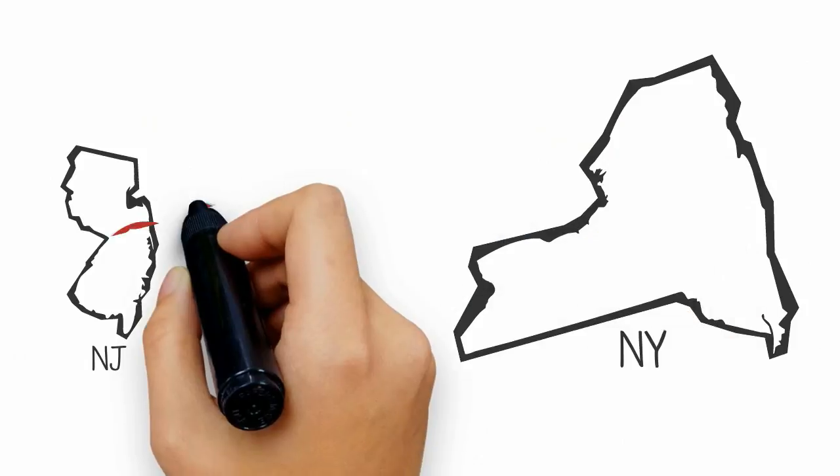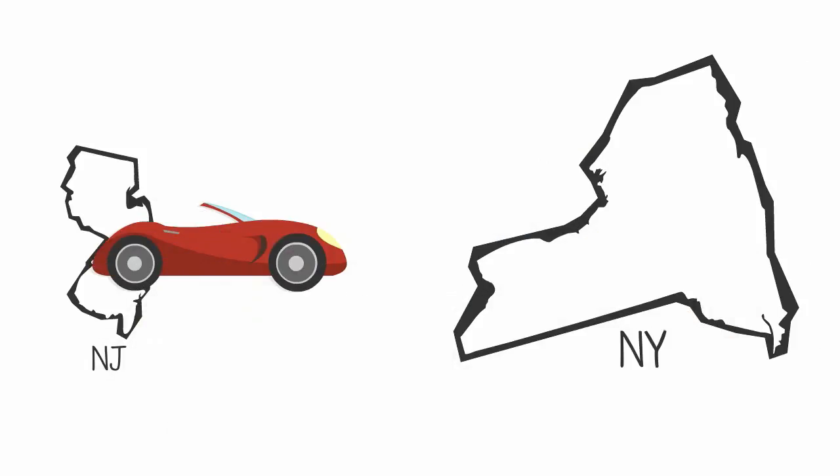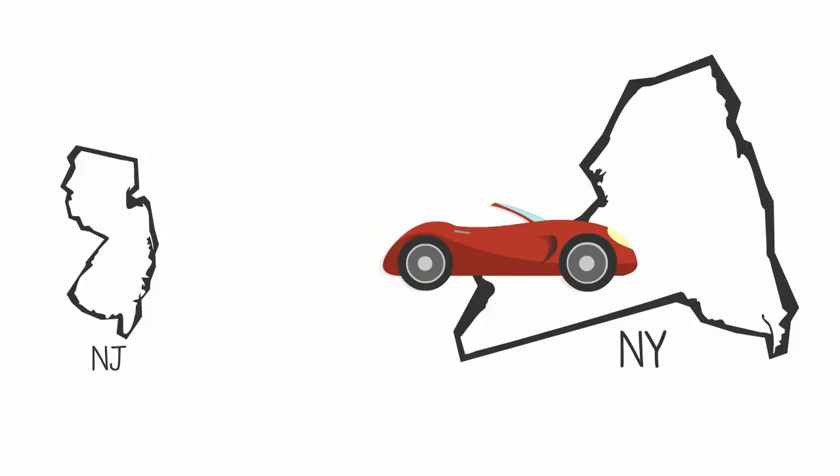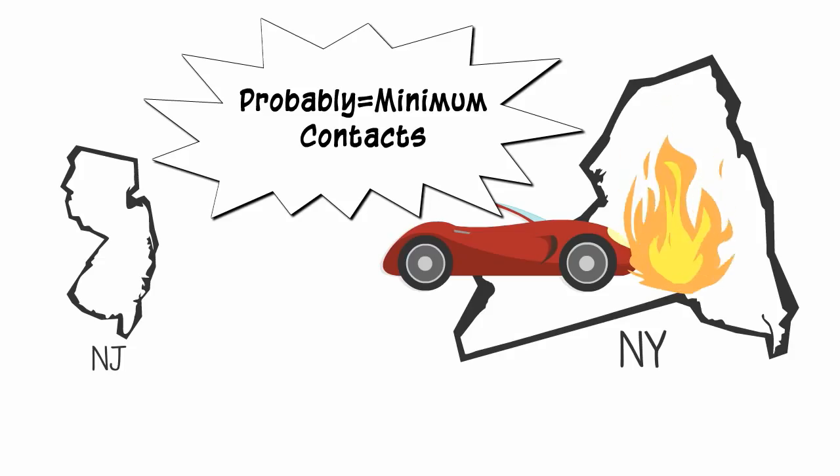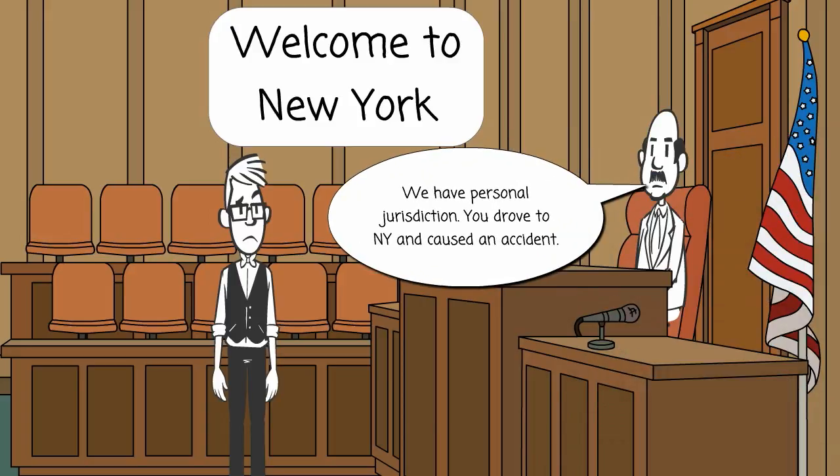For example, let's change our story. Now David decides to drive from New Jersey to New York. David is careless and he causes an accident in New York. Again, David is being sued in a court in New York. Driving to New York and causing an accident should make it constitutional for a New York court to assert personal jurisdiction over the out-of-state defendant. New York can constitutionally assert long-arm jurisdiction over David because David had the necessary minimum contacts with New York.